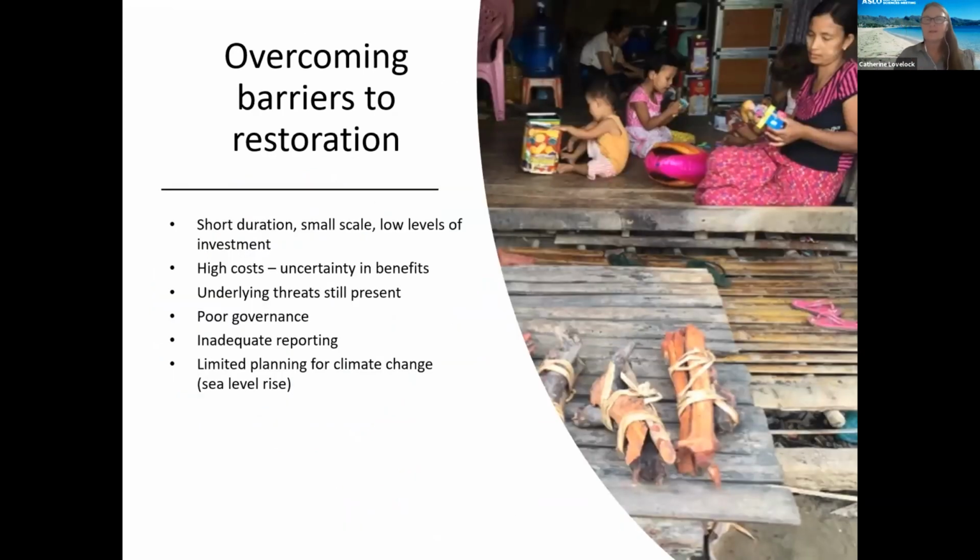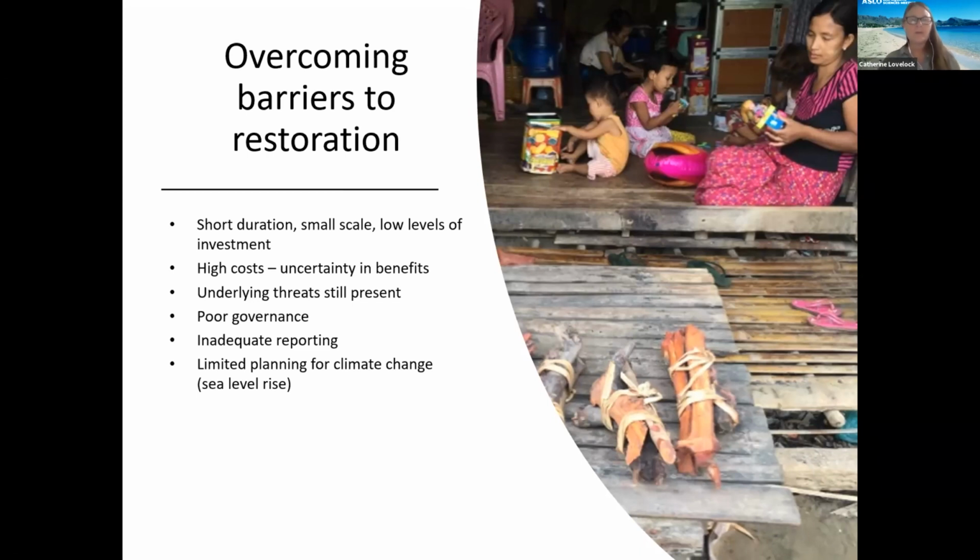So we've got a lot of barriers to overcome to encourage greater uptake of restoration. We need to get over short duration, small scale, low levels of investment. We've got to reduce the costs of restoration. We've got to address the underlying threats. And this picture that I'm showing here is a woman selling mangrove timber in the Irrawaddy Delta in Myanmar. And the threat there is removal for small wood for cooking, and wood for supporting cooking in the fishing industry and so forth, because there's just no other option, right? So sometimes it's exploitation, not because people really want to destroy their resource, but just because they have no other option.